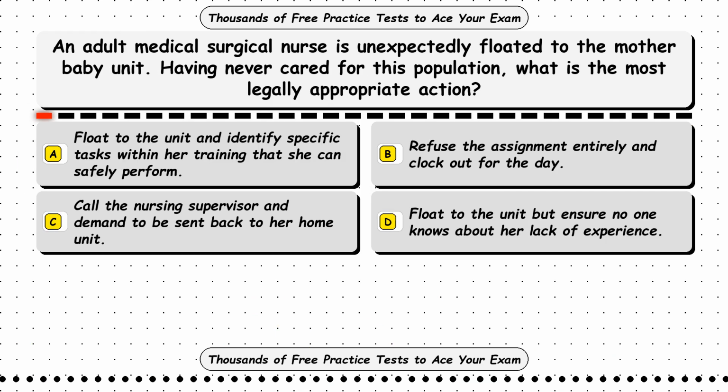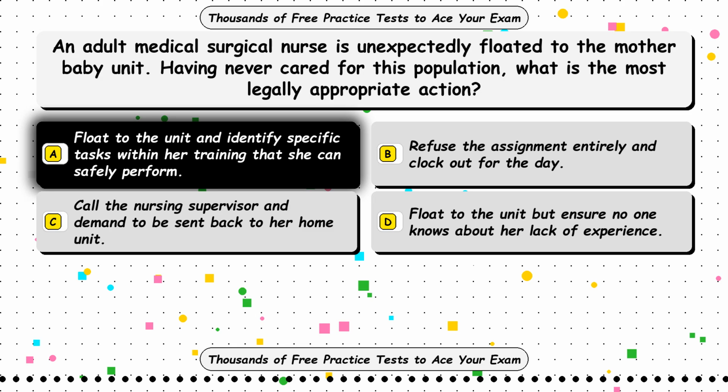Question 87. An adult medical surgical nurse is unexpectedly floated to the mother-baby unit. Having never cared for this population, what is the most legally appropriate action? Option A. Float to the unit and identify specific tasks within her training that she can safely perform. Option B. Refuse the assignment entirely and clock out for the day. Option C. Call the nursing supervisor and demand to be sent back to her home unit. Option D. Float to the unit but ensure no one knows about her lack of experience.